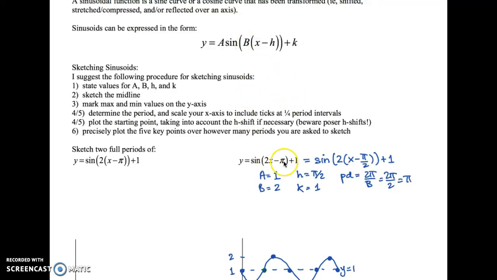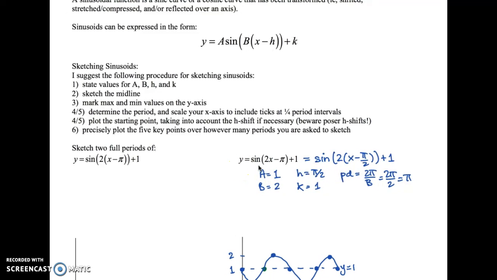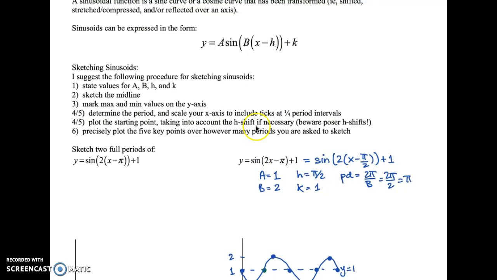So before we start in on the graphing, we have to make sure that our equation is in the form a sine b parentheses x minus h plus k. So we're going to have to factor this 2 out to get it into that form. We call this pi here a poser h because it looks like it's the h shift, but it's not actually the h shift until after you've factored the 2 out. So of course, when you factor the 2 out of the pi, you're left with pi over 2.